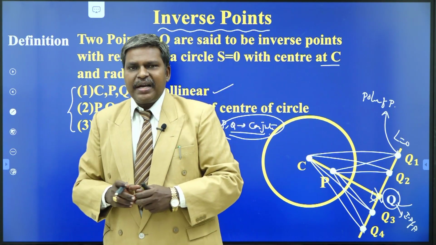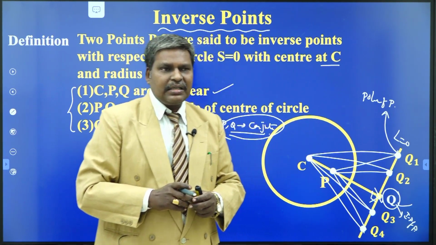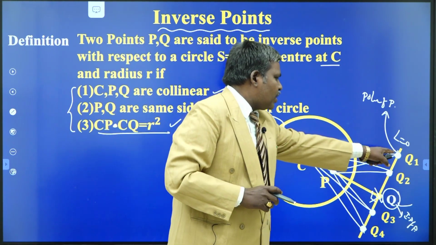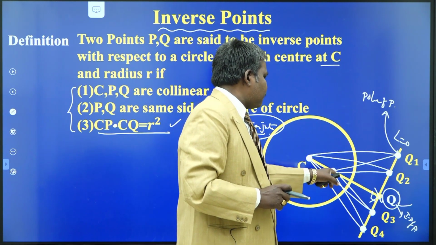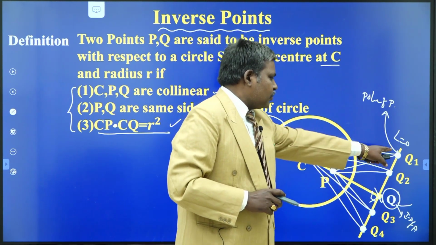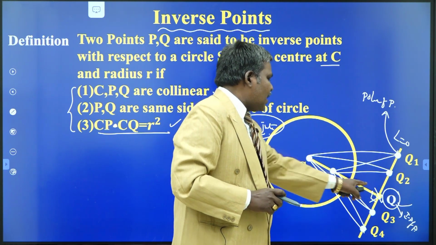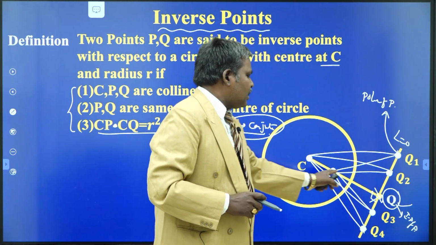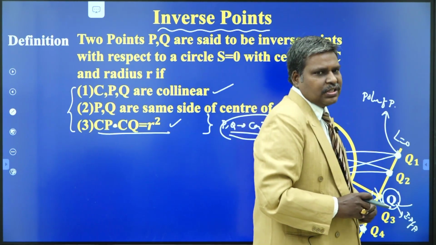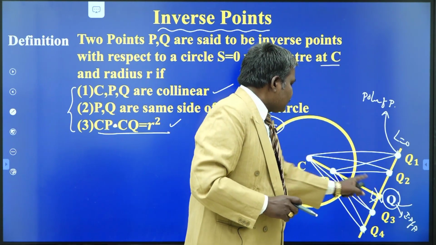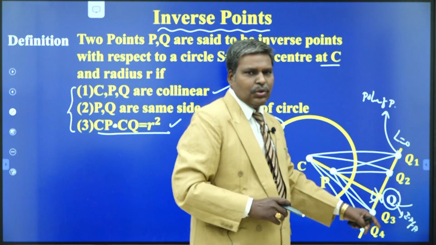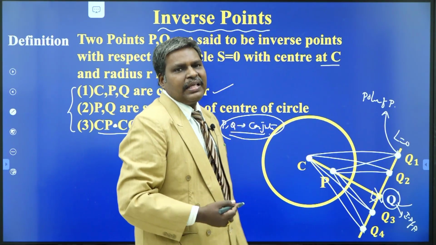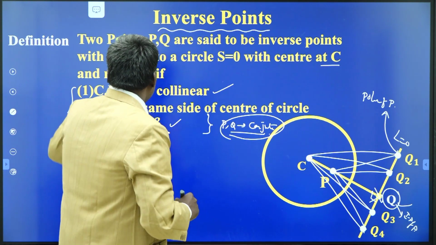So inverse points are always conjugate points, but conjugate points need not be inverse points, because C, Q1 are conjugate points, but P, Q1 are not collinear, therefore Q1 is not an inverse point. P, Q are conjugate points. At the same time they are collinear with C, therefore P, Q are inverse points with respect to the circle. Before being inverse points they are conjugate points. So inverse points imply they are conjugate, but conjugate points need not be inverse points. Understand?